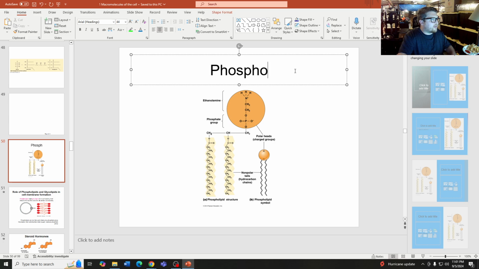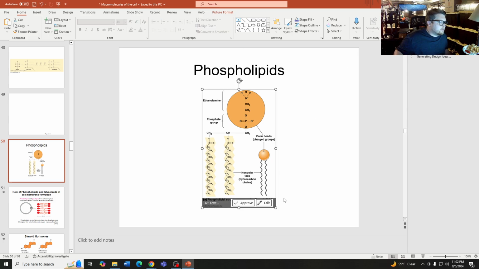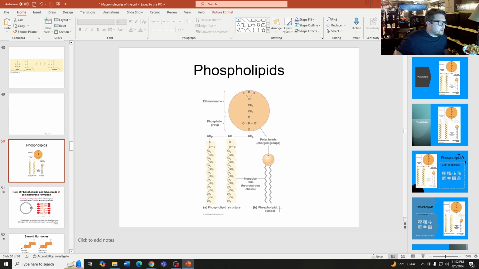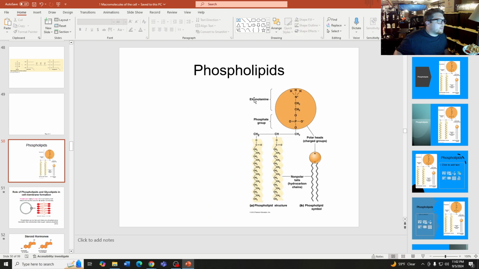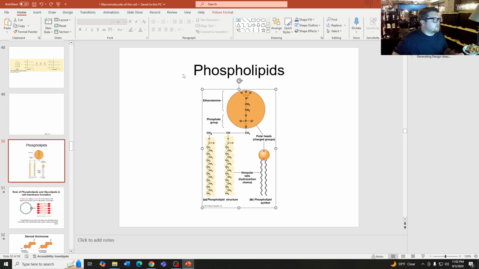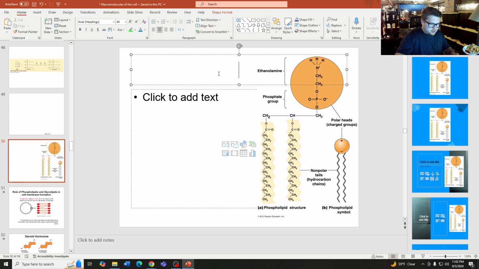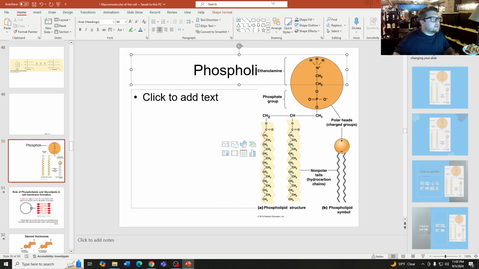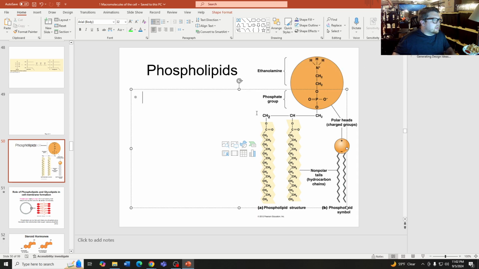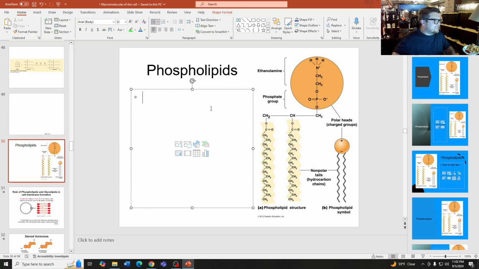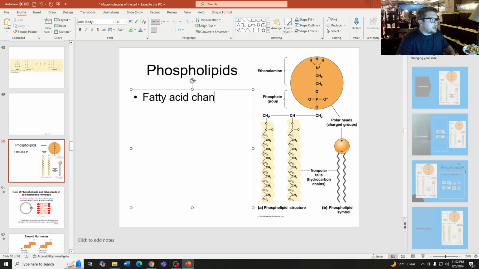So now we are talking about phospholipids. And actually, let me do this. Put that to the side, right there. Phospholipids. A little bit of live editing of the process. So we have fatty acid chains bound together with a phosphate group.